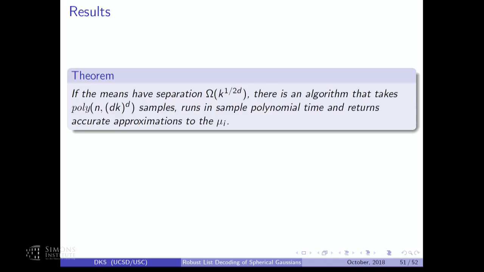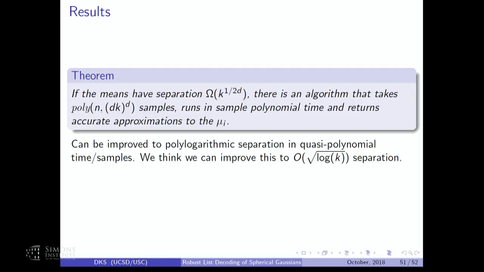And I will say a few things. One, before this and the bunch of contemporaneous works came out, the best that was known is that you could do this with k to the 1/4 separation. And so we can get it, you know, k to the delta separation for any arbitrarily small delta. And in fact, once again, if you're willing to spend quasi-polynomial time in samples, you can get this down to polylogarithmic or maybe even square root log k separation. Beyond square root log k separation, there are information theoretic reasons why you can't approximate the means anymore.